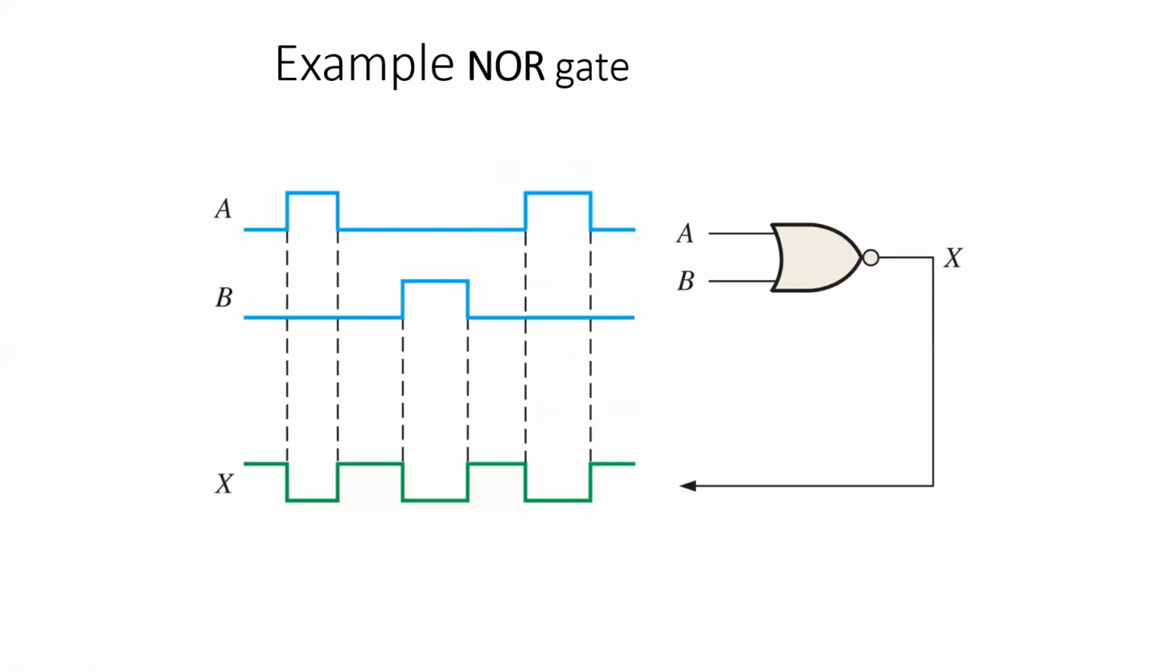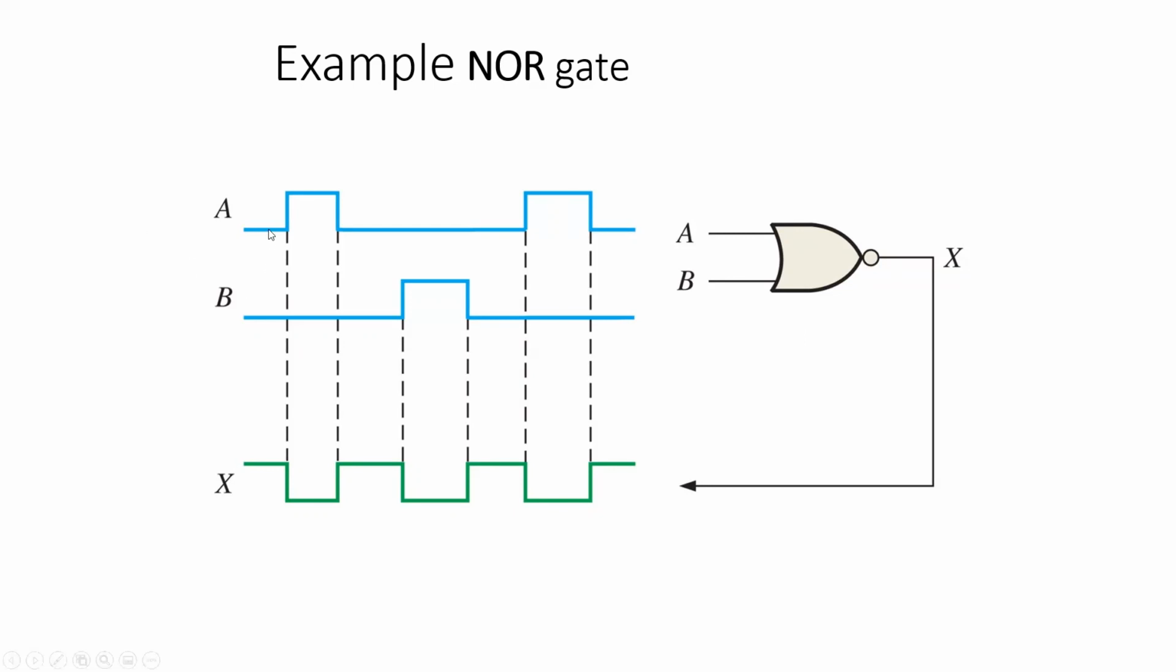Finally, one last example. This is a NOR gate. It means that if A is high, output will be low. If B is high, output will be low. If both A and B are high, output will be low, which then means if A and B are both low, output will be high. Again, use a truth table to distinguish what's going to happen.